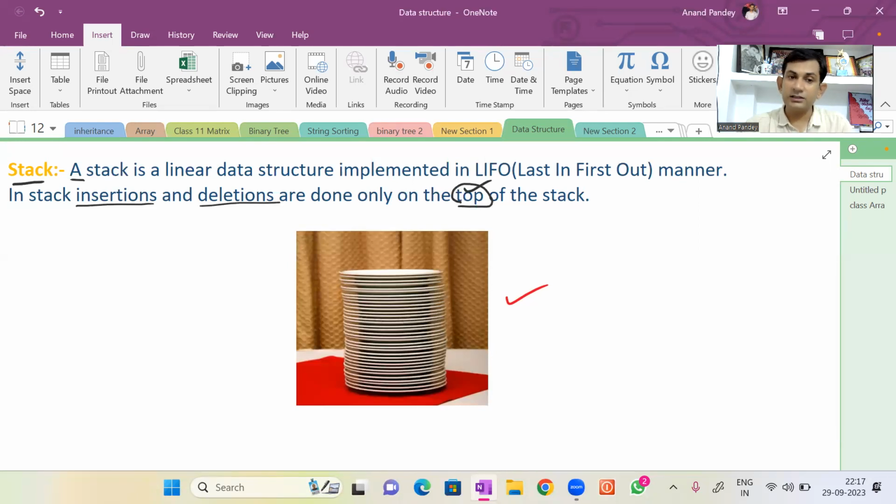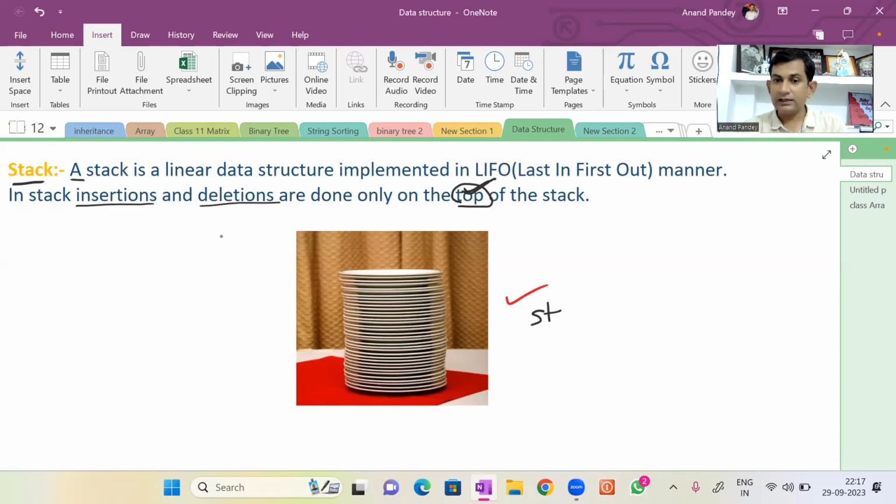So here insertion means putting new data, putting a new plate. Deletion means removing a plate from the stack. Both are done at the top only. Here we have only one point, top. Insertions and deletions both will be performed on the top. So in case of stack, let me tell you.